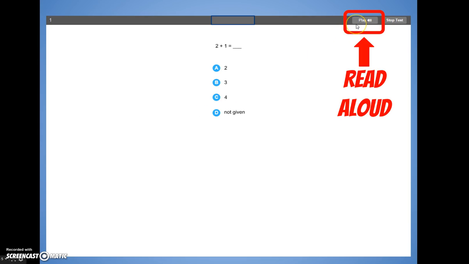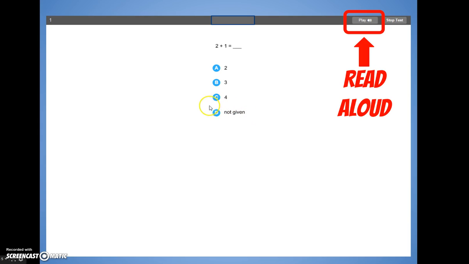For those that have kindergartners and first graders, the play button at the top right is a read aloud button, and that will allow the students to listen to the questions and the 4 choices. For those in 2nd, 3rd, 4th, and 5th, this option is not available to you unless you have a specific student with an IEP for read aloud accommodations. So you can see here you have a question like 2 + 1 = and then they're given the choices A, B, C, and D.